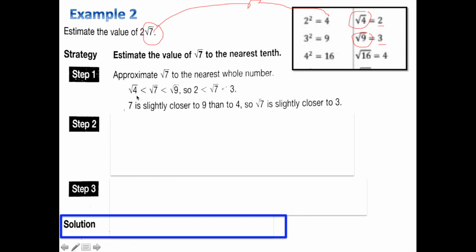So, square root of 7 is between square root of 4 and square root of 9, and the result will be between 2 and 3, as you could see here. 7 is slightly closer to 9 than to 4. So the square root of 7 is slightly closer to 3.